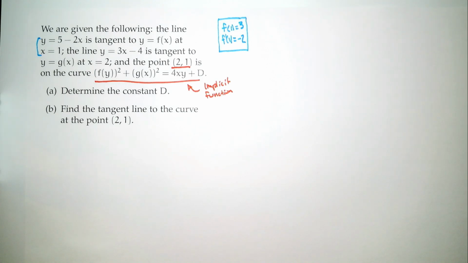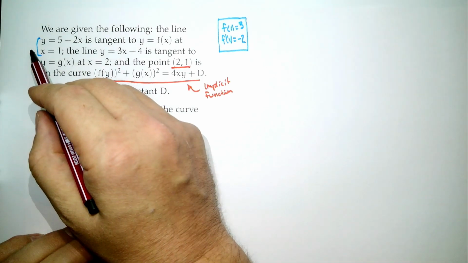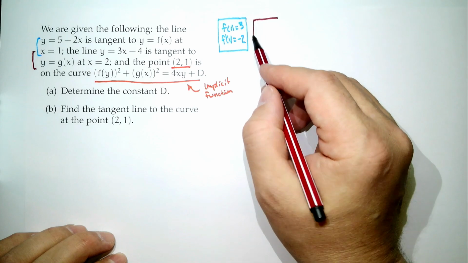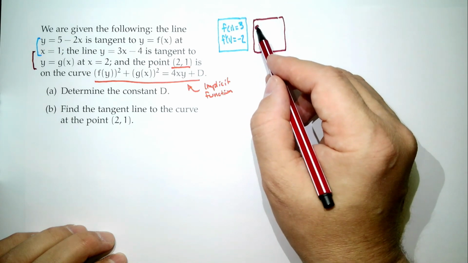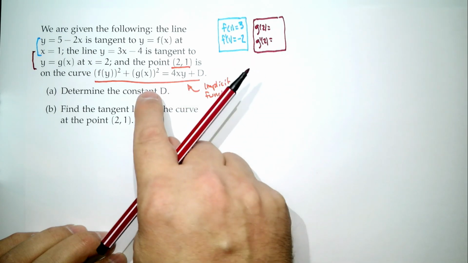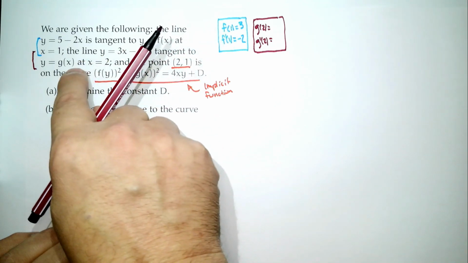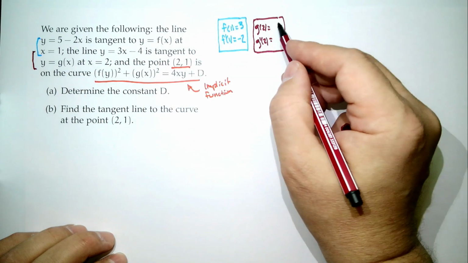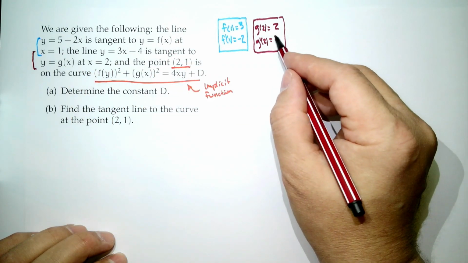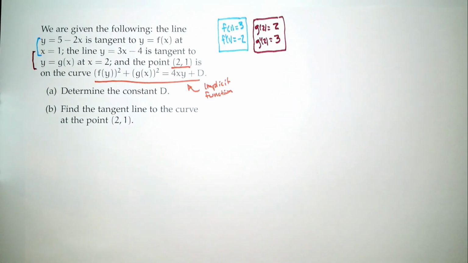Then there's the second line, y equals 3x minus 4, which is tangent to g of x at x equals 2. What does that tell us? It tells us we know a little bit about g. We know what g of 2 will be, and what g prime of 2 will be. To find g of 2, plug 2 into the line. We get 6 minus 4, which is 2. For g prime of 2, read off the slope, which is 3. So we know this information about f and g, and that's good for us. Now we're ready to start answering the question.